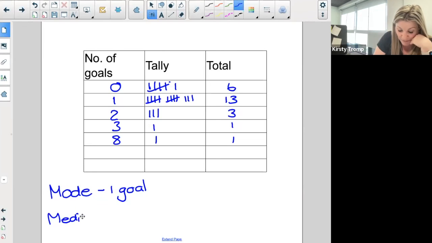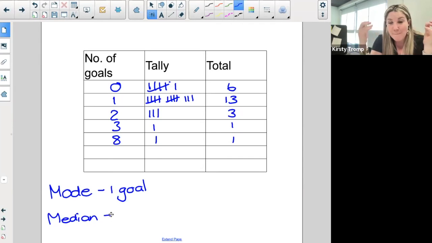Next, we're going to look at the median. Median is a longer word. That's how I always remember which one it is. Median is a longer word, okay? And median means that it's in the middle. So when we're looking at the median, we're looking for the number that's in the middle. That's what median means. Okay, guys.